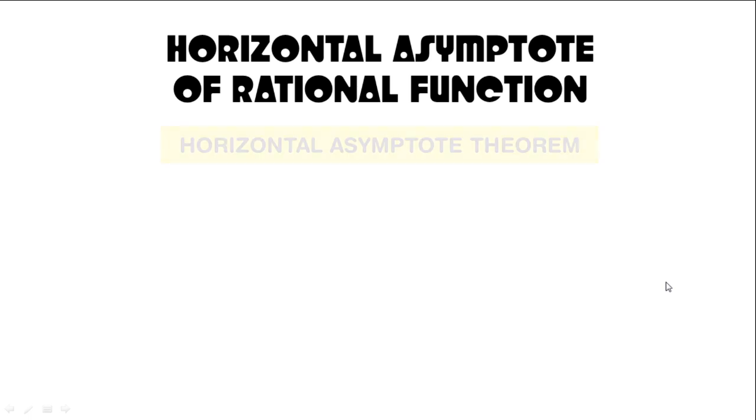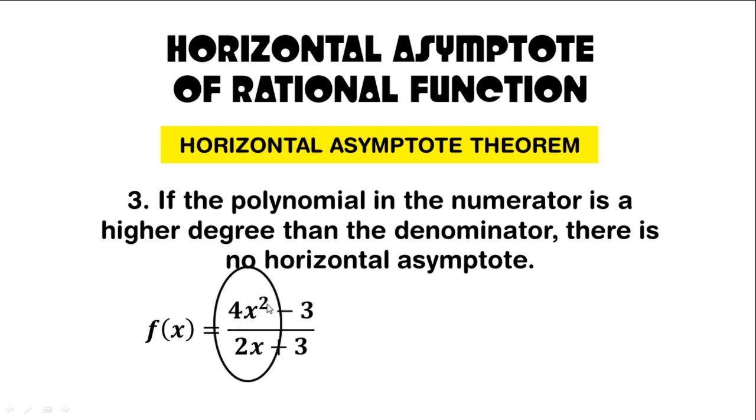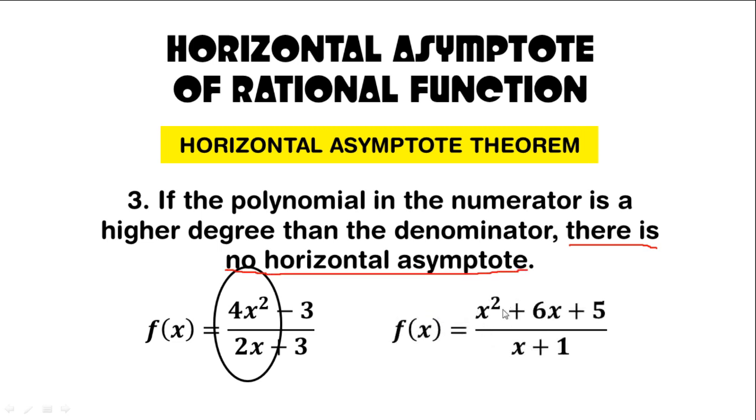Okay, next. The third rule is, if the polynomial in the numerator is higher degree than the denominator, there is no horizontal asymptote. So, ito yung example natin. Dito sa first example, yung 4x squared, syempre, mas mataas kaysa sa 2x. So, kapag nangyari yun, there is no horizontal asymptote. Ito lang sasagot natin kapag nangyari yan. There is no horizontal asymptote. This one, ito rin, x squared, syempre mas mataas siya sa x. Kaya wala siyang horizontal asymptote.